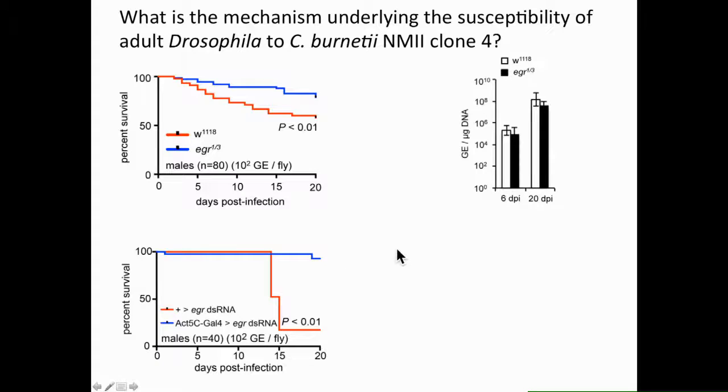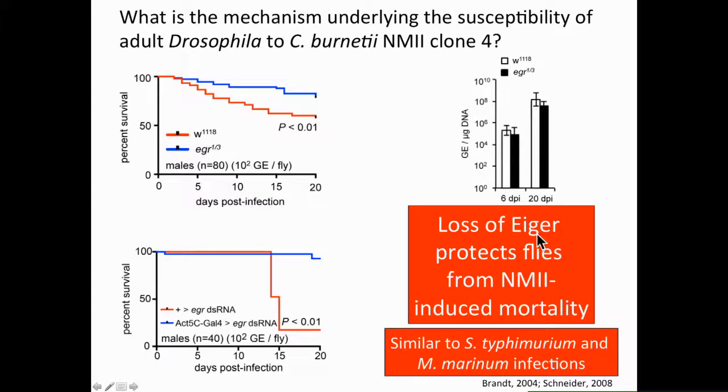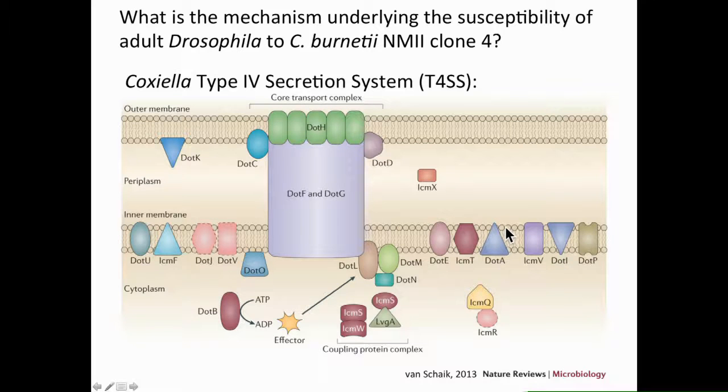But again, we didn't see a difference in bacterial replication in these Eiger mutant flies as compared to the control flies. So again, take-home message here is that the loss of Eiger protects flies from 9-mile 2 induced mortality. And this is, again, similar to Salmonella and mycobacteria infections. So during those infections, loss of Eiger is protective. And also a recent paper showed that Coxiella is able to inhibit a host inflammatory response, IL-1 beta, and a TNF alpha response in bovine macrophages. So that's looking at the host side.